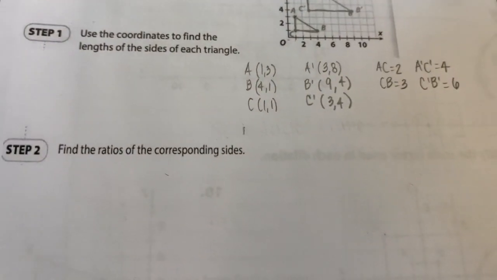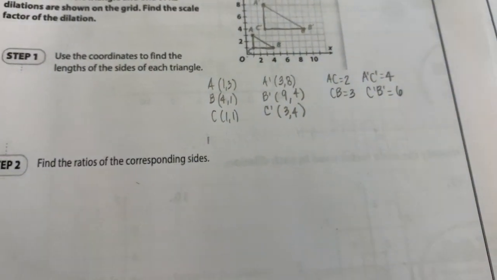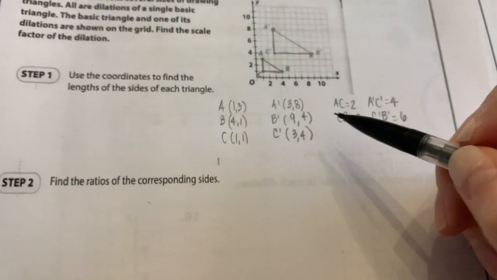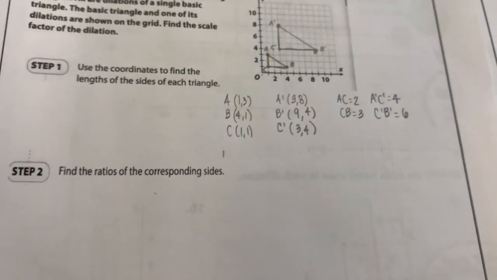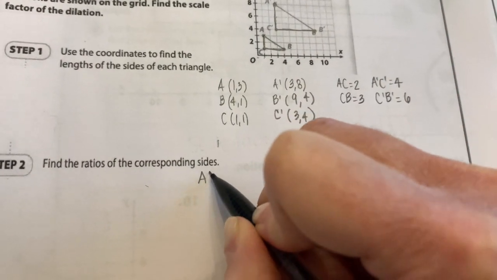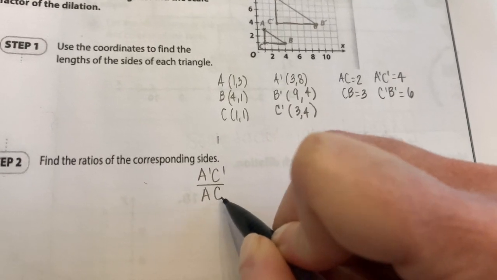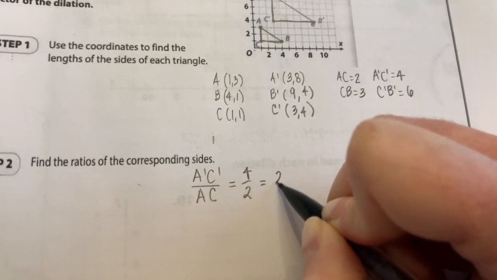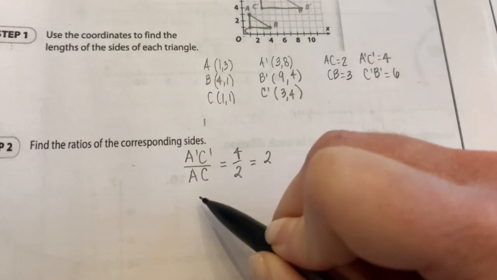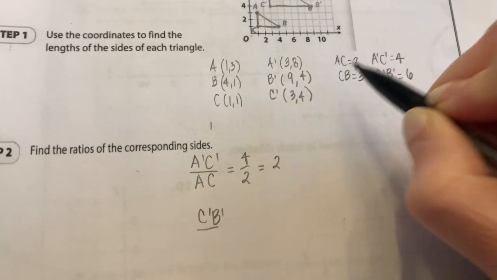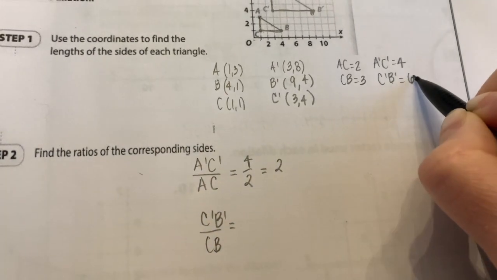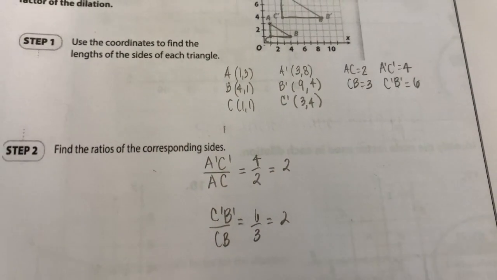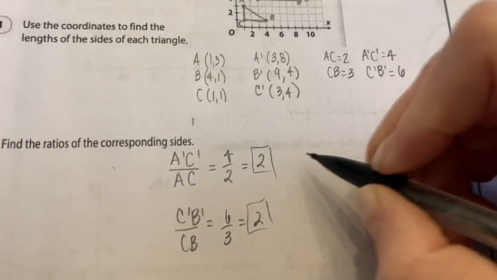Okay, so now that we found the lengths of these sides, we're going to find the ratios of the corresponding sides using what I said before, which was image over original. So the image is the one with the prime, remember? Okay, so we're going to do A prime C prime over AC. So it's 4 to 2, 4 divided by 2. That will give me 2. And now we're going to do the second side length that we're given. C prime B prime over CB, which is 6 over 3, which is also 2. So we can see that our scale factor is 2.